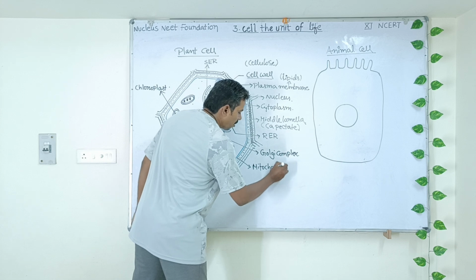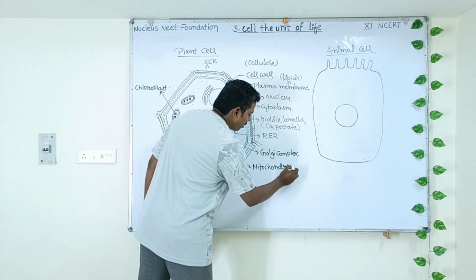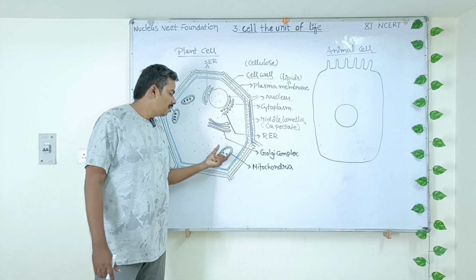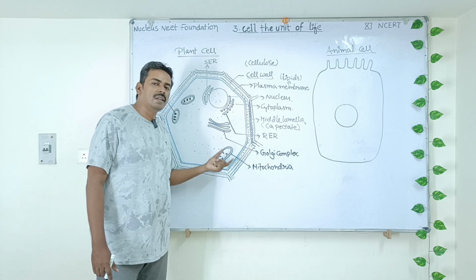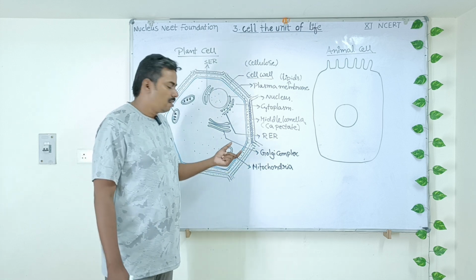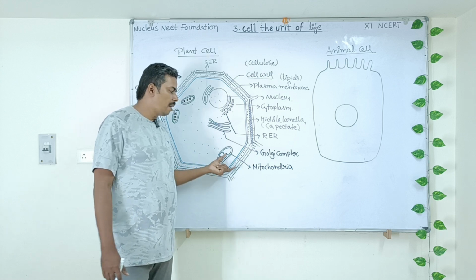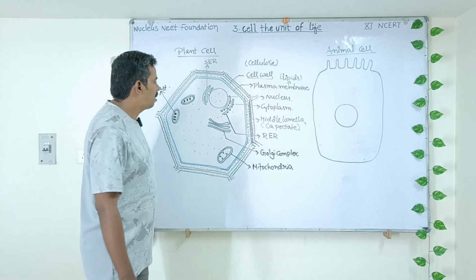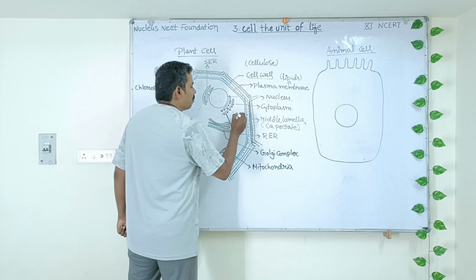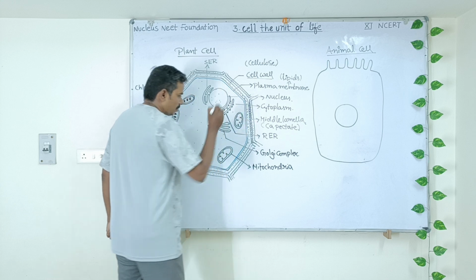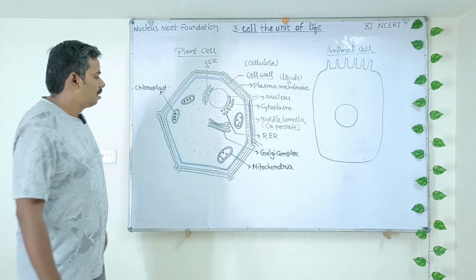Mitochondria are actually colorless cell organelles. They don't have any pigments. They have the function of producing ATP energy. That's why they are also called the powerhouses of the cell. Their number will always be more than one. Many mitochondria you can find inside the cell.